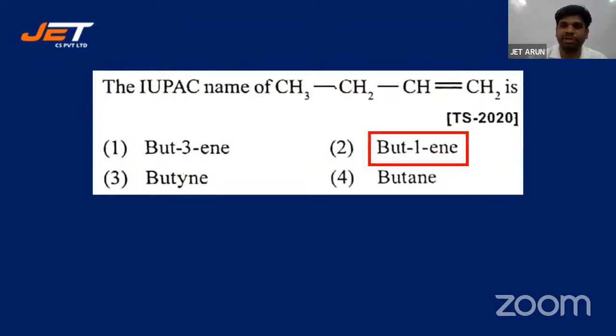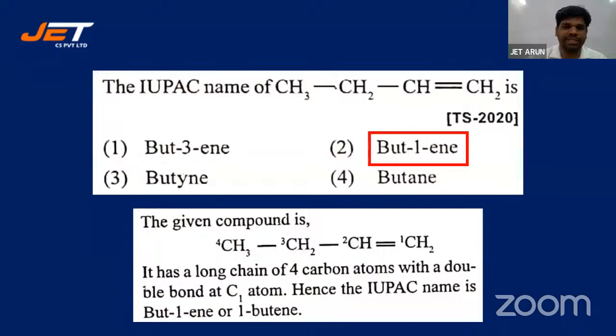ఒకటే double bond ఉంది. ఇంకొక double bond ఉంటుంటే 1, 2 diene అవుతుంది అప్పుడు. Or something like that. And it is definitely not yne because there's no triple bond there. It's only a double bond. And it's not ane because అన్ని single bonds లేవు. ఒక double bond ఉంది. So it's not an ane. All right, let's go for the next one. Yeah, here it is. The numbering is like this, with double bond at C1 atom. Hence the IUPAC name is but-1-ene or 1-butene.